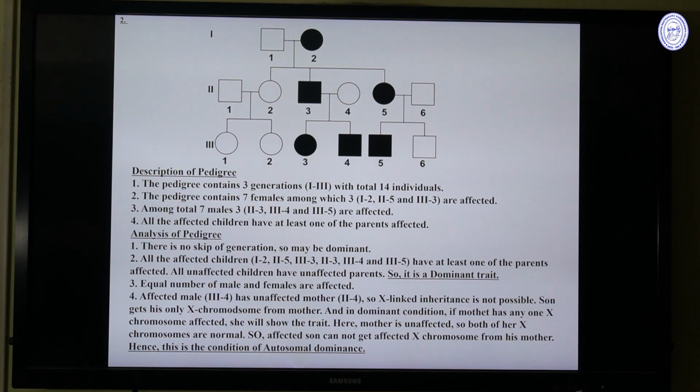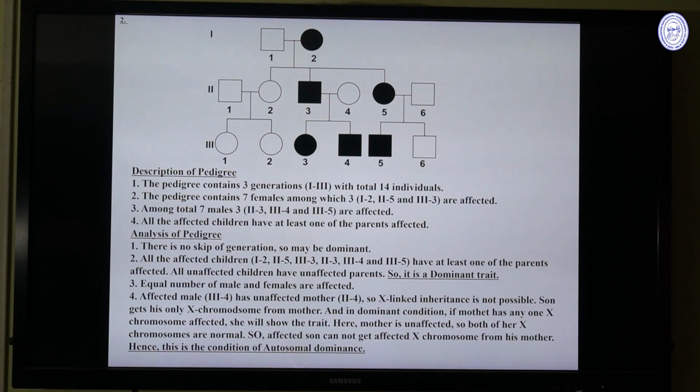The affected male, that is 3, 4, this one, has an unaffected mother, that is 2, 4. So, X-linked inheritance is not possible, because the son gets his X chromosome from his mother and Y chromosome from his father. His father is affected, but the mother is not affected. So, the mother cannot pass the defective X allele to her son.